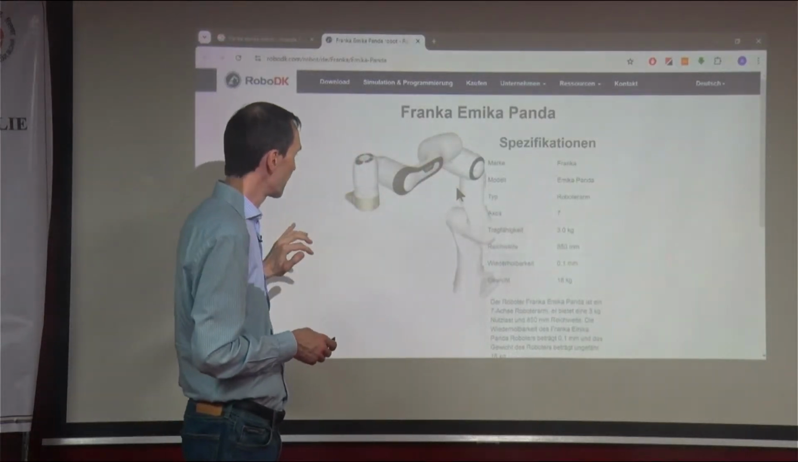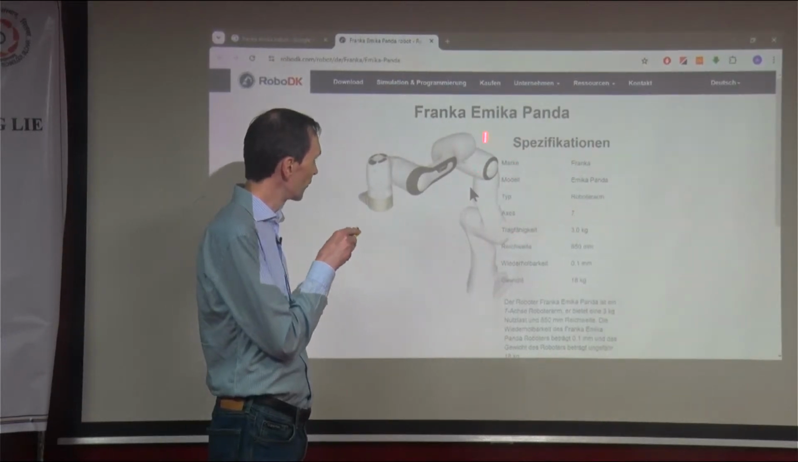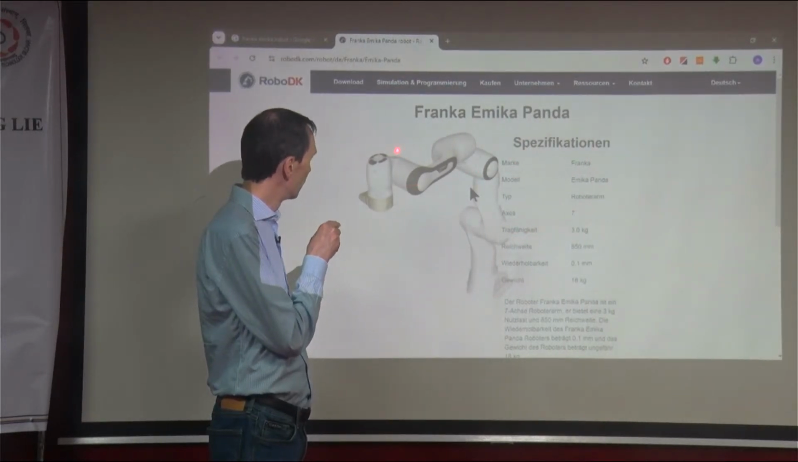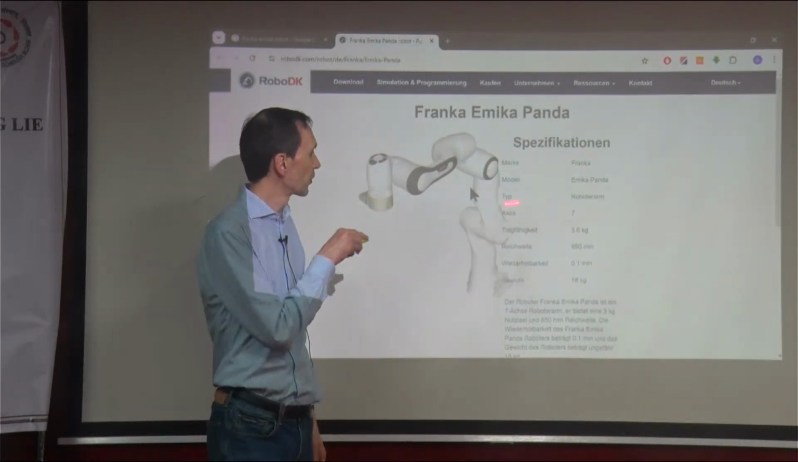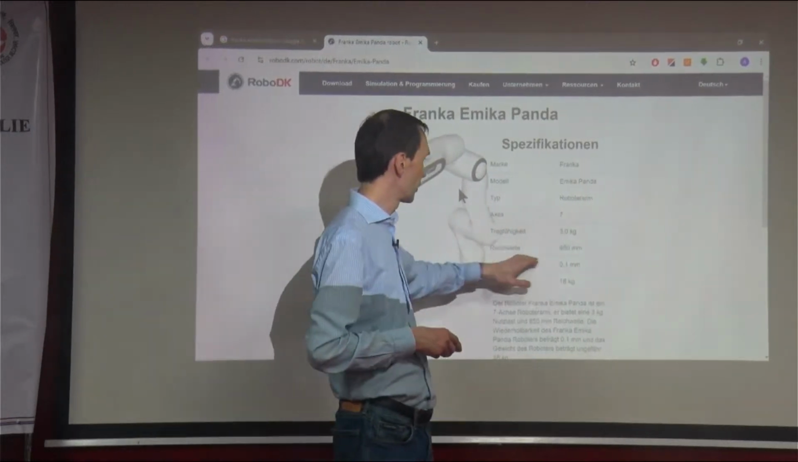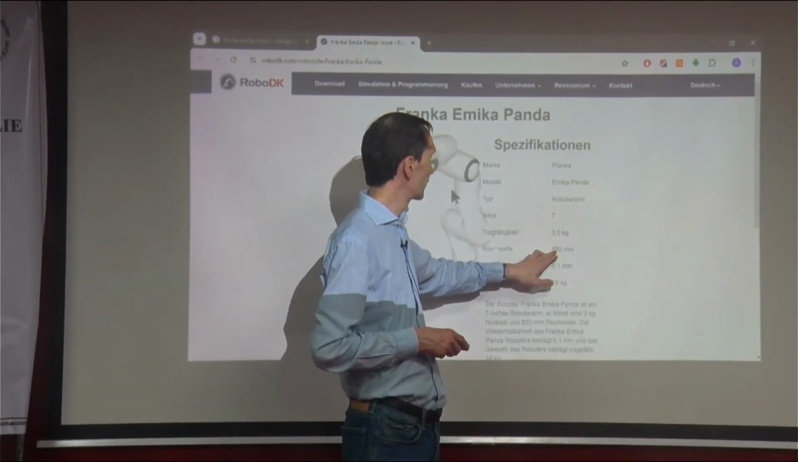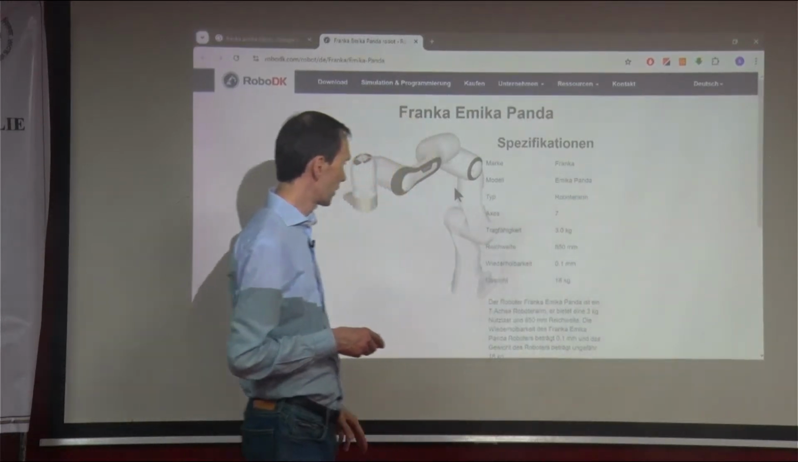the geometry. So we have 7 degrees of freedom. This is 1, 2, 3, 4, 5, 6. No, what's 6, 7? I don't know. Must be 7 at least. Anyway, so 7 axes, and yeah, the reach is 0.8 meter. It's 80 kilogram. Yeah, it's a bit of a bigger one.